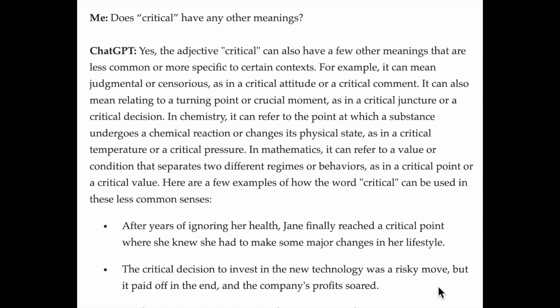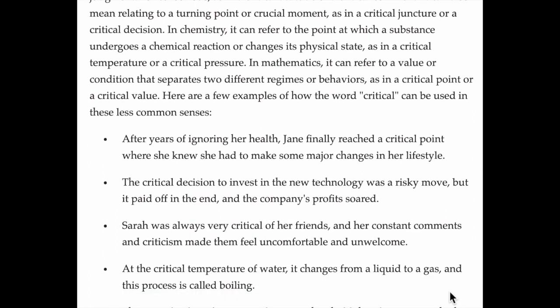Then I asked, does critical have any other meaning? One of the features of ChatGPT is that it remembers what happened before. It remembers the meanings it told me quite a ways back. And now in this paragraph, it gives me some other meanings, including the judgmental or censorious meaning, a meaning in chemistry, a meaning in mathematics, which I think are all correct.